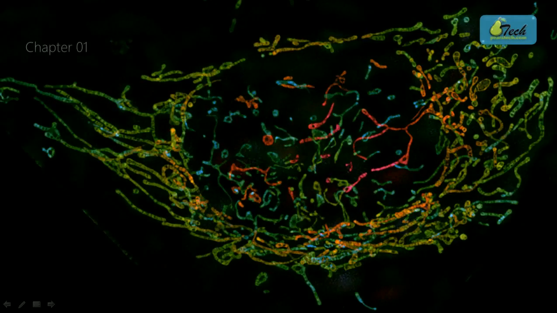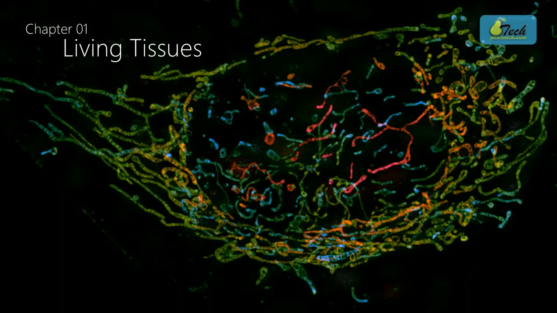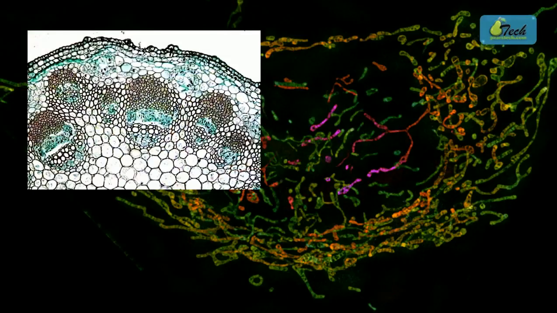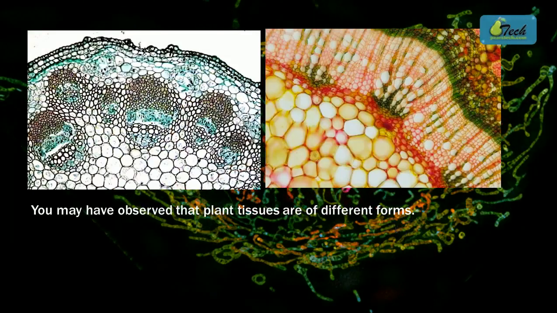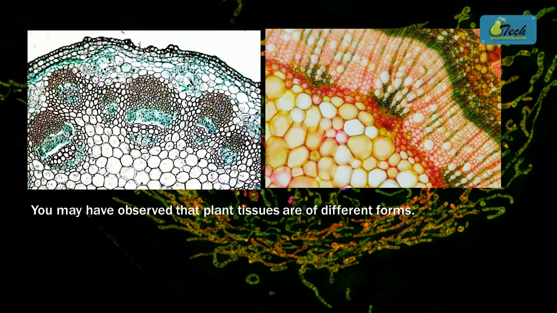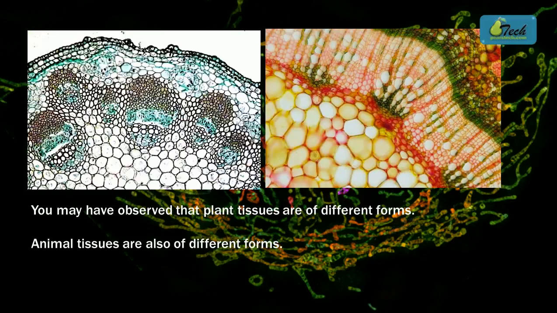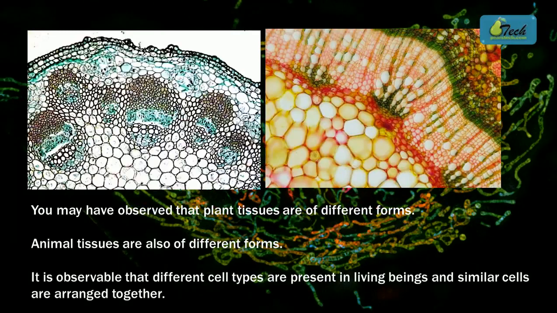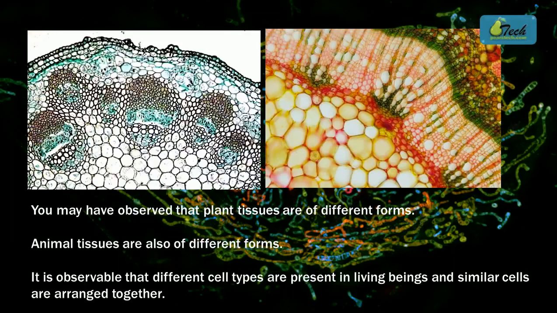Now in chapter 1 we are going to learn about the living tissues, and we are going to see two different living tissues under the microscopic view. You may have observed that plant tissues are found in different forms. Animal tissues are also of different forms. It is observable that different cell types are present in living beings and similar cells are arranged together.